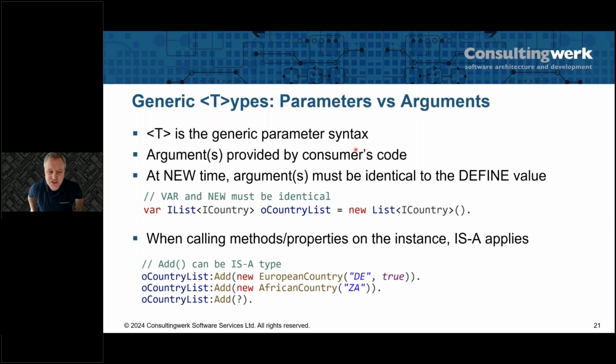So T is a generic parameter syntax. T is just T for type. The value of that letter doesn't actually matter at all. It's just shorthand. It just says there's a T coming. The arguments are provided at runtime, or by the consumer's code, the developer's code.